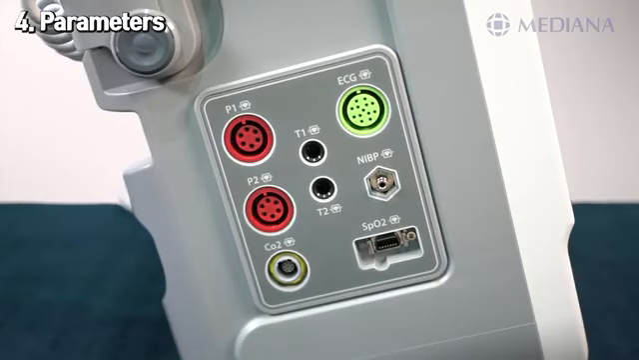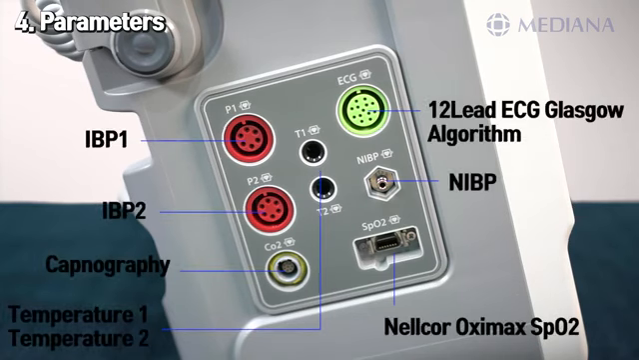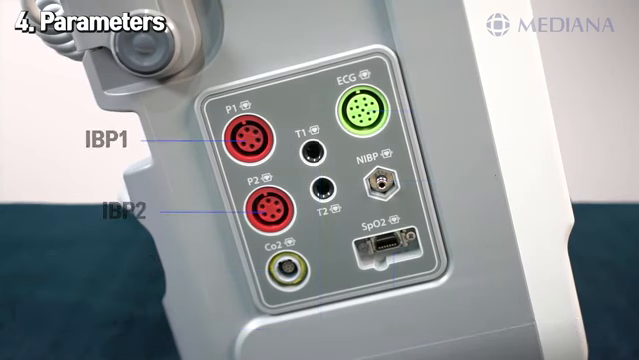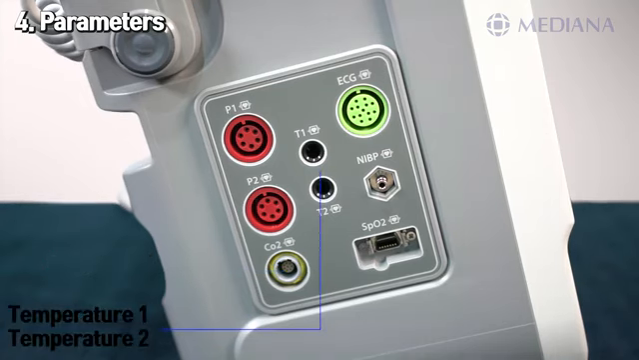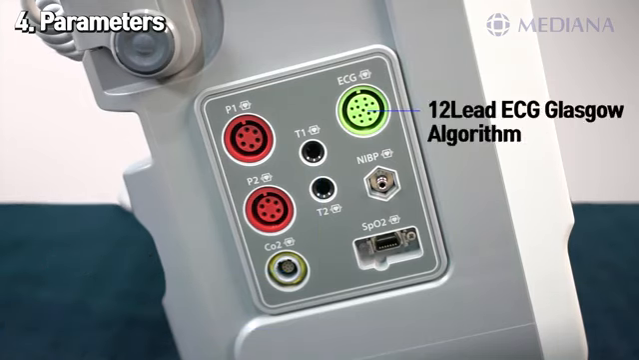On the left panel, we begin with an option case which includes various parameter connectors. The device has 2 IBP connectors and an ETCO2 connector, which is a sensor we supply from Philips Healthcare. We also have 2 temperature connectors and an ECG connector.